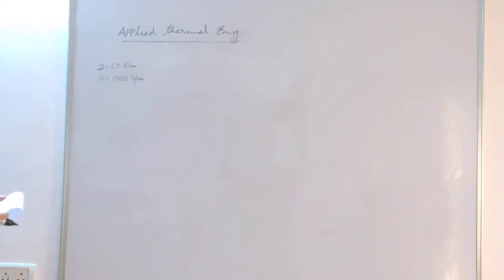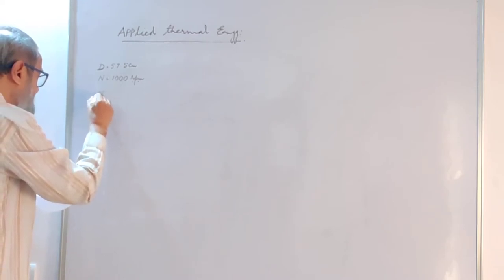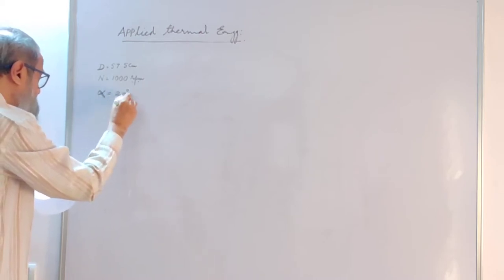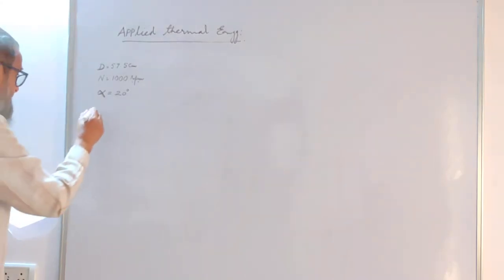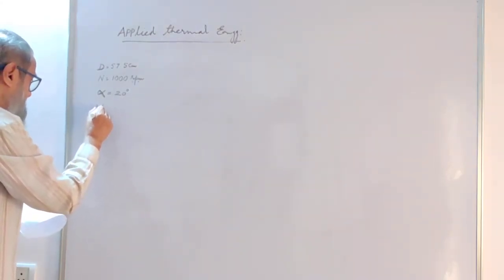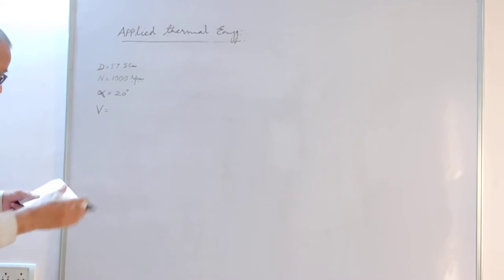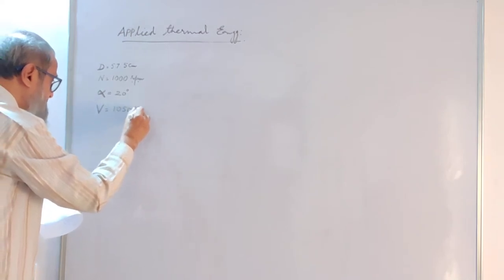Now, the nozzles are inclined at 20 degrees to the direction of motion of the blades, that is alpha. This is called the nozzle angle at inlet. Alpha is 20 degrees. And the velocity of the issuing steam, that is V, capital V, the steam entering the turbine, is say 1050 meters per second.